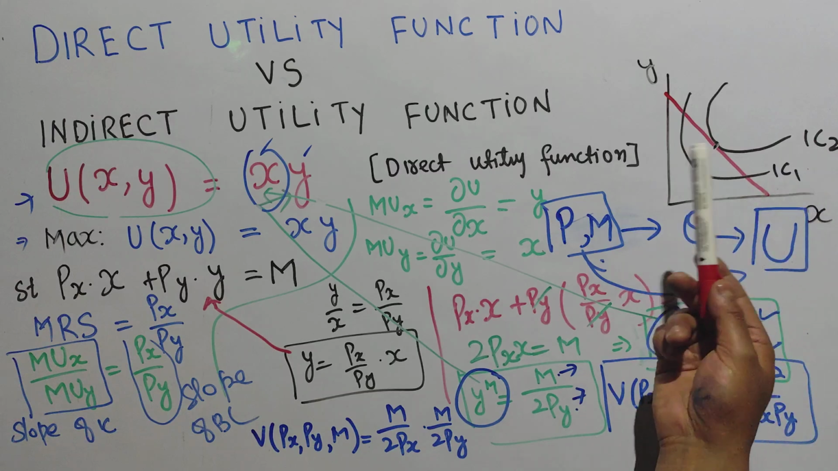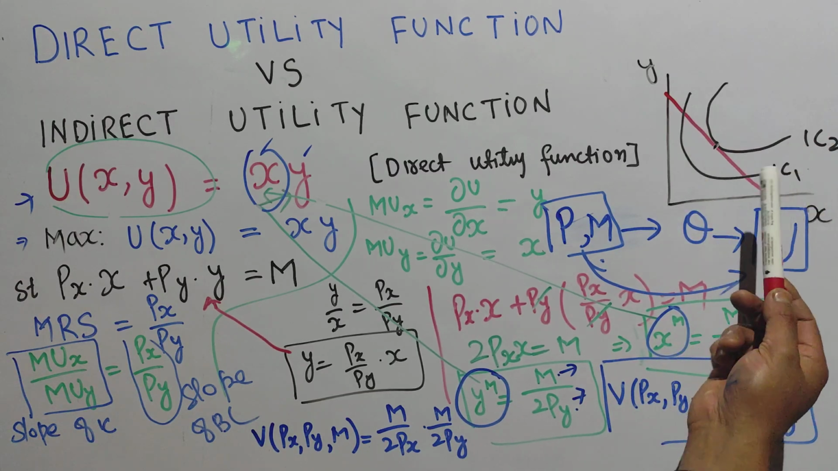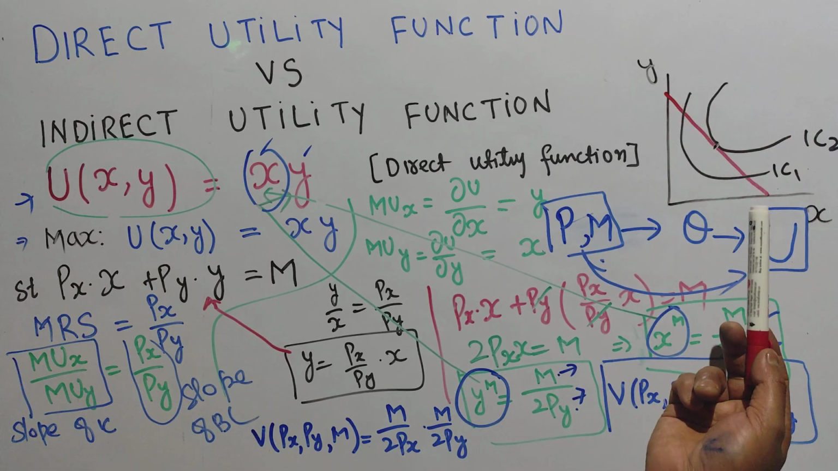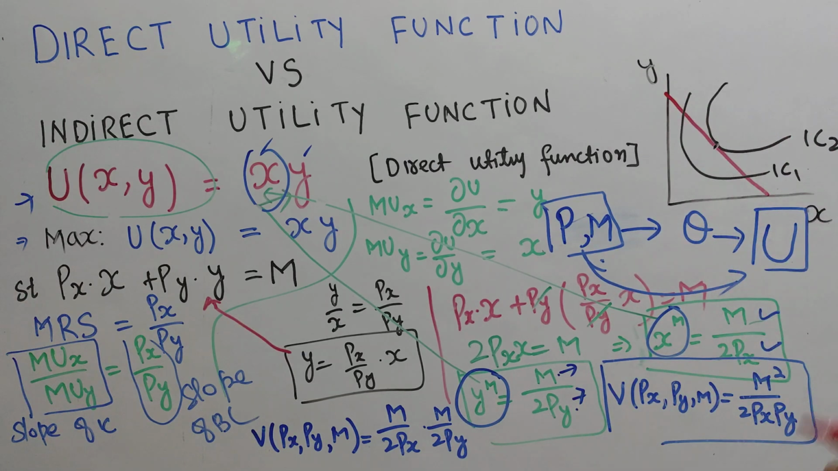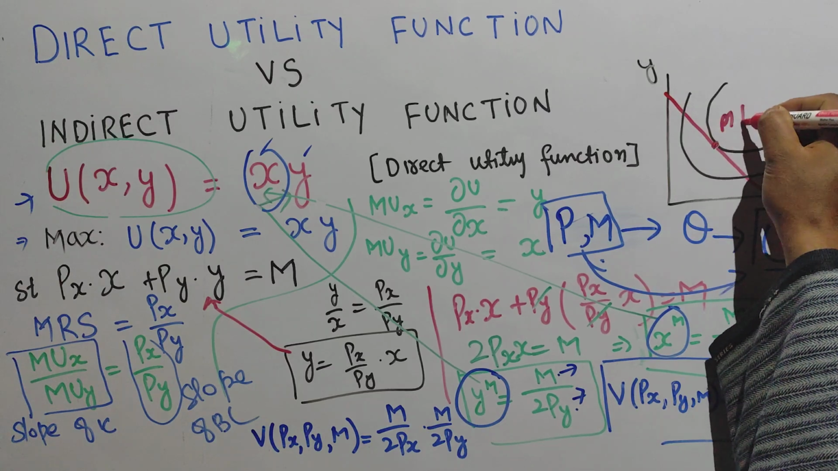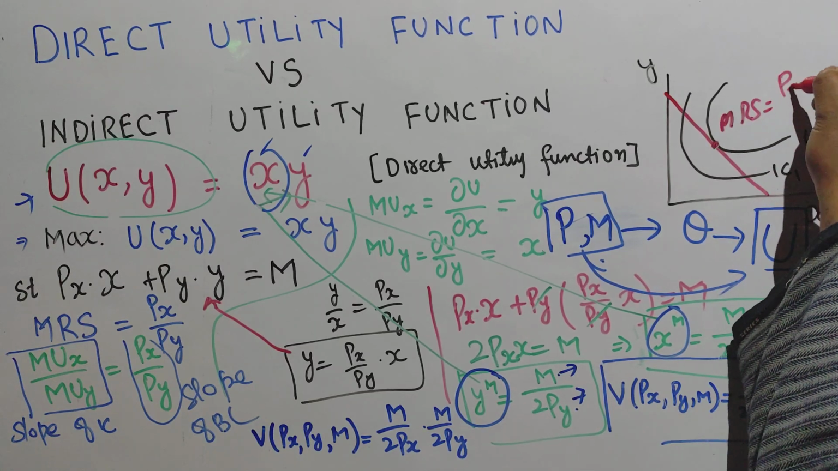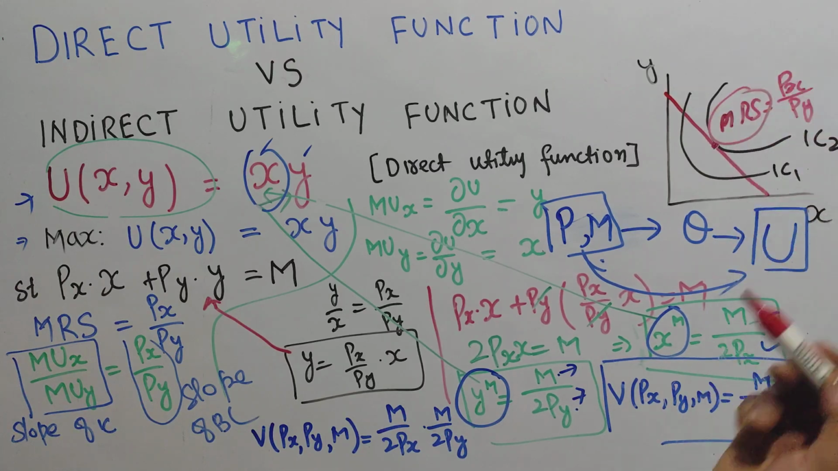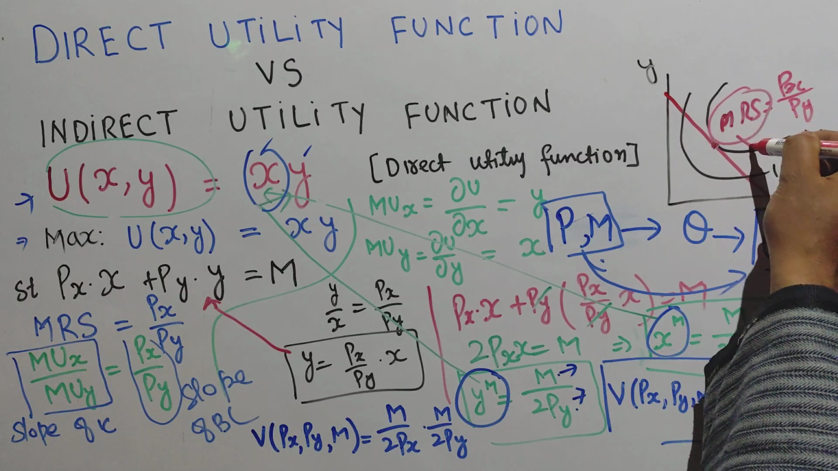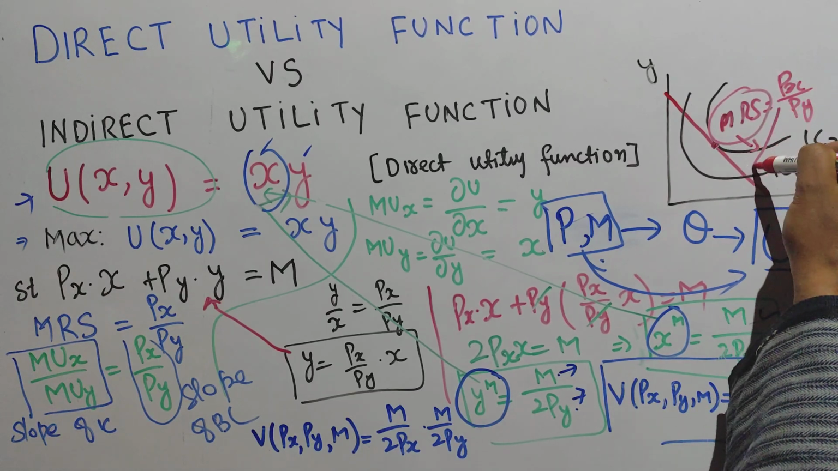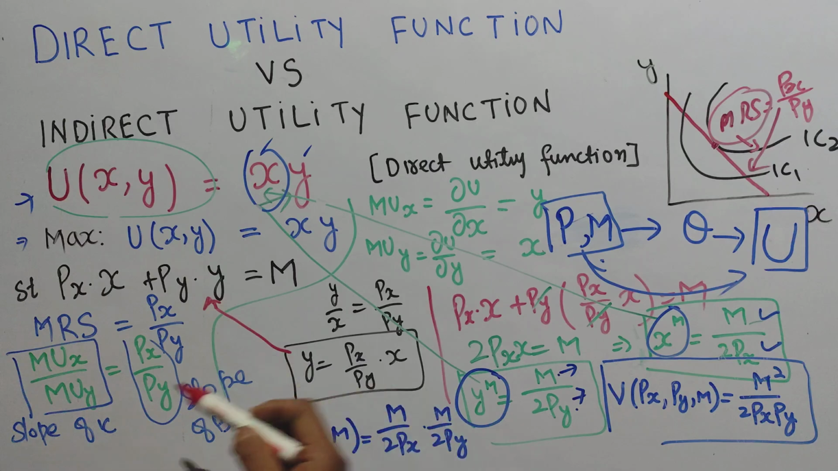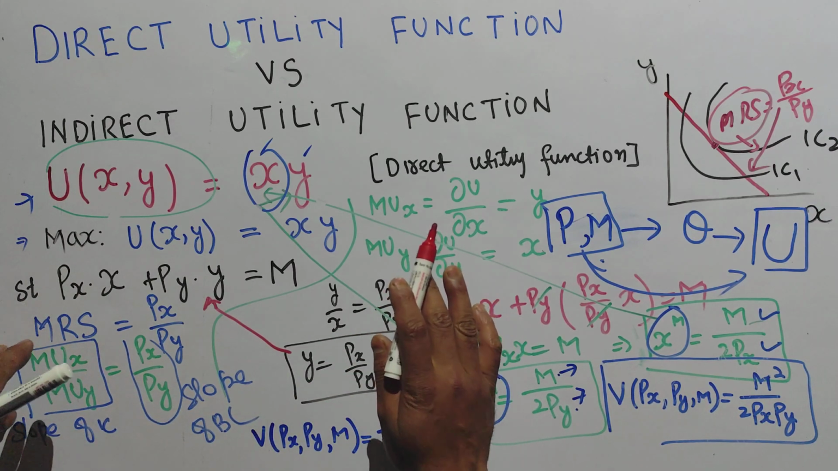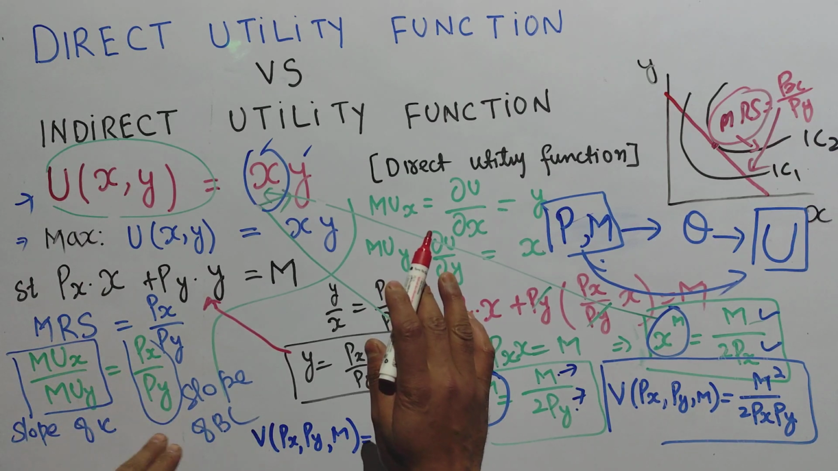The optimal bundle will be at a point where the indifference curve, that is IC2, is tangent to the budget line. This is a point where MRS is equal to the ratio of the prices, price of X upon price of Y. MRS simply denotes the slope of the indifference curve, and PX upon PY denotes the slope of the budget line. So what is MRS? It is simply the ratio of the marginal utility of good X and Y, and it should be equal to price of X and price of Y.